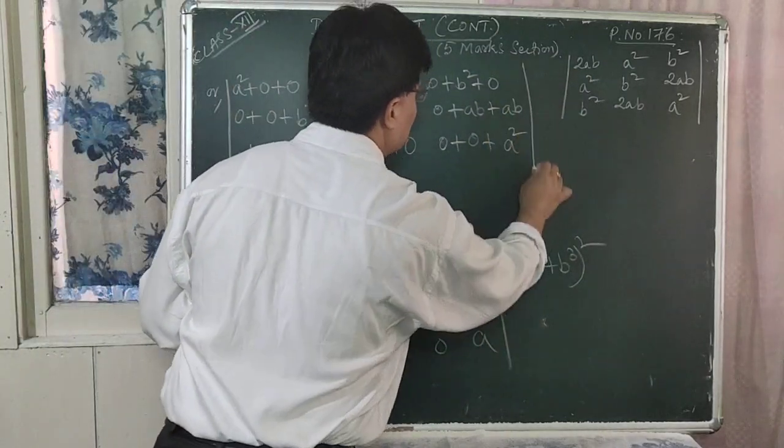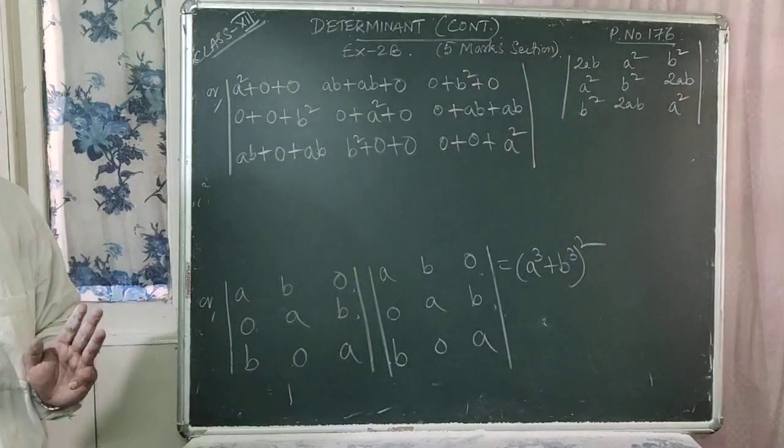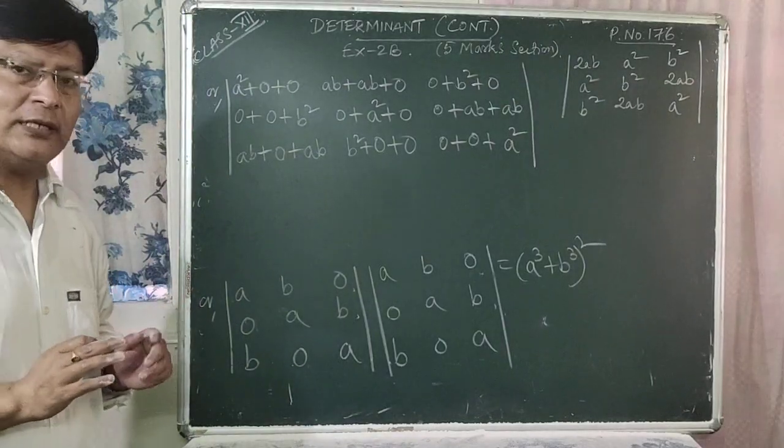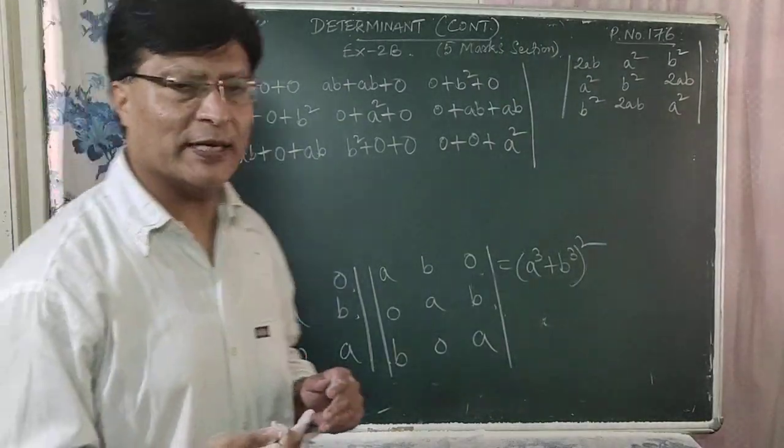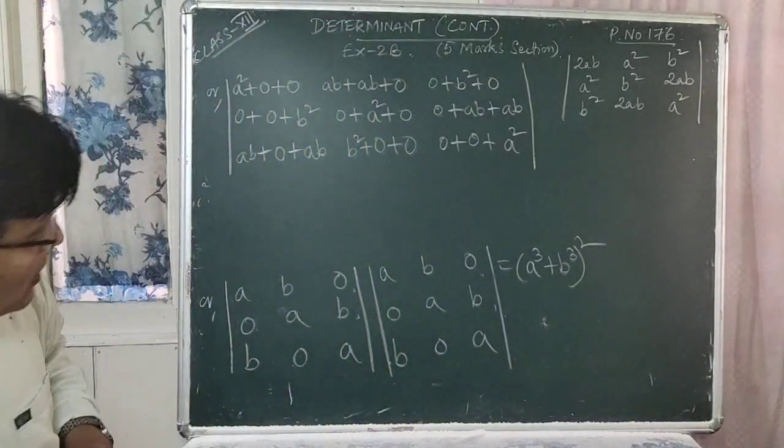So the determinant sign is closed. I think you have understood it. These two determinants are multiplied and we have used the method row by column, right?